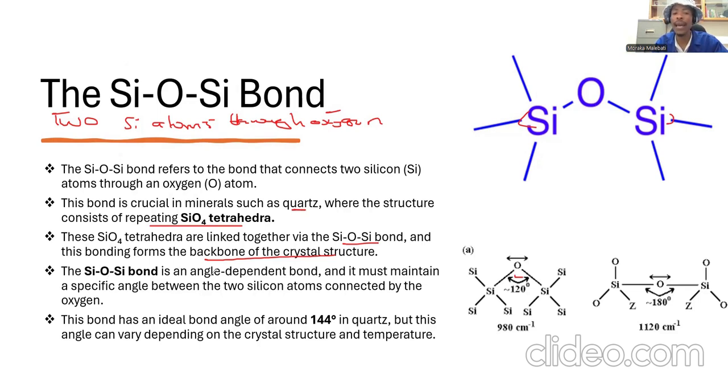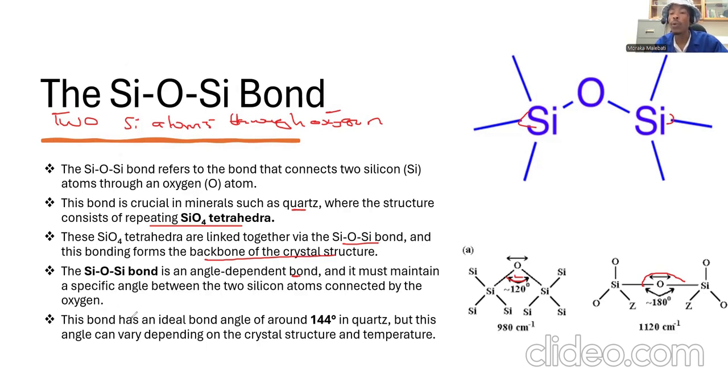This bond is an angle-dependent bond. It depends on the angle. If it's 180, it will be this straight line. But if it's 144 or 120, it will be like that. And it must maintain a specific angle between the two silicon atoms connected by the bond.